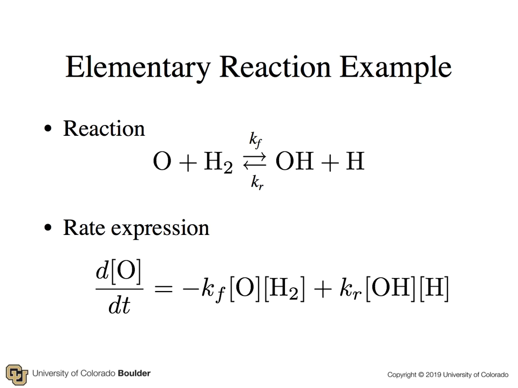So then the rate expression for, say, the destruction of O atom as a result of these reactions, d[O]/dt, is going to be equal to minus k forward times the concentration of O times the concentration of H2, plus k reverse times the concentration of OH times the concentration of hydrogen.